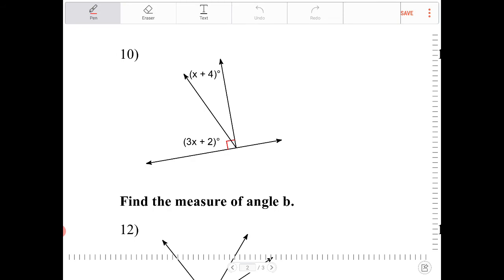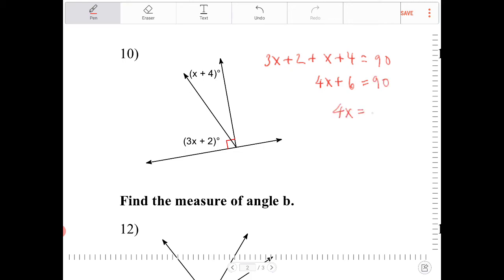Okay, complementary angles, because these two angles make up this right angle here. So therefore, 3x plus 2 plus x plus 4 equals to 90. I add 3x and x, I get 4x. Add 2 and 4, I get 6. Subtract both sides by 6, 4x is equal to 84. Divide both sides by 4, x is equal to 21.